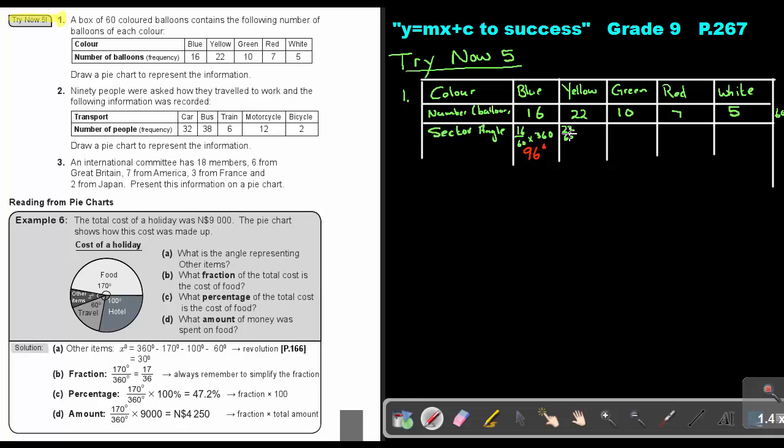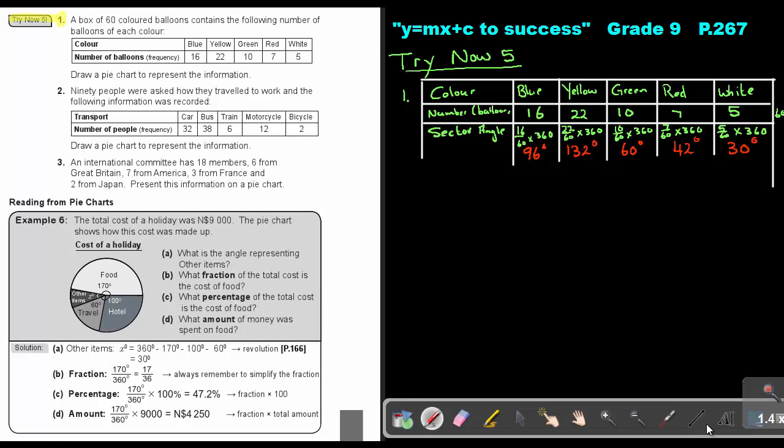22 over 60 times 360, and this is 10 over 60 times 360, 7 over 60 times 360, and 5 over 60 times 360. If I calculate all this, for this one I will get 132 degrees, for this one 60 degrees, this one 42 degrees, and this one 30 degrees. Okay, now I can start.